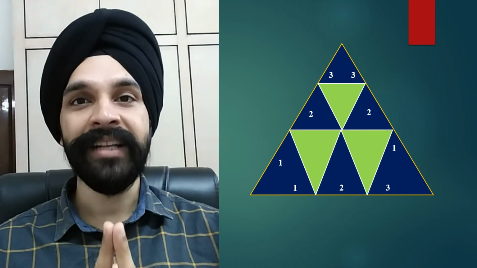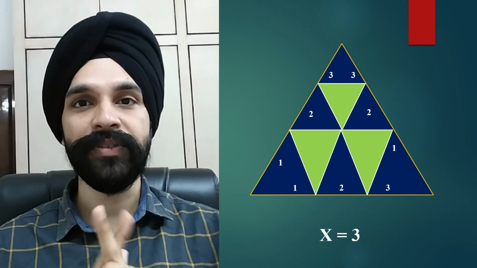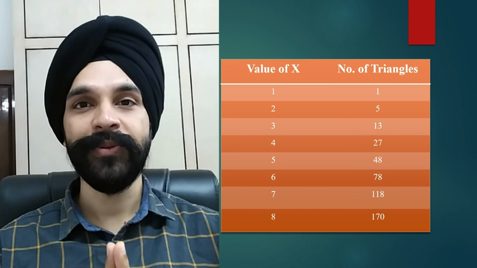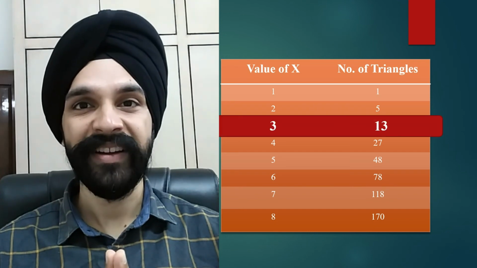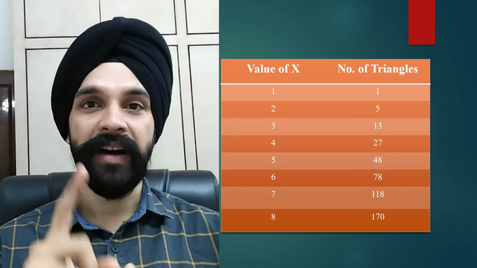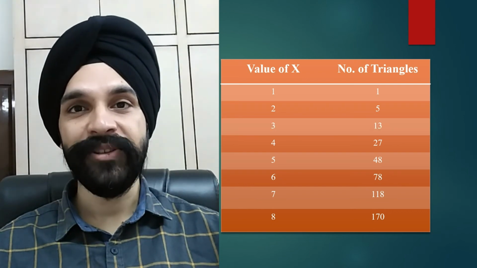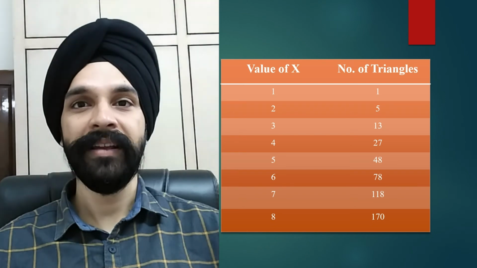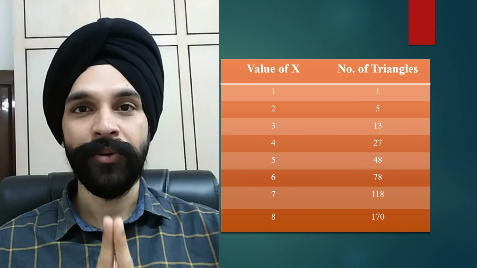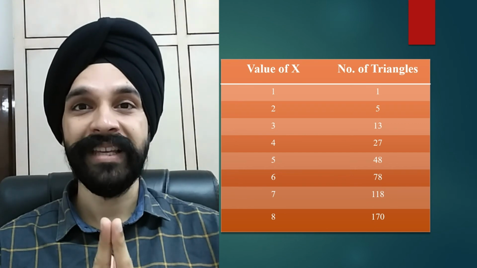Right? Now let's suppose x is equal to 3. From this table, we get if x equal to 3, the number of triangles in the figure is 13. It's easy, right? Yes, one small requirement is that you have to memorize this table. It's really easy guys, you can right now memorize it only. So don't worry, you will be able to solve these questions very quickly. Okay, let's try it out with one more figure and understand this trick clearly.